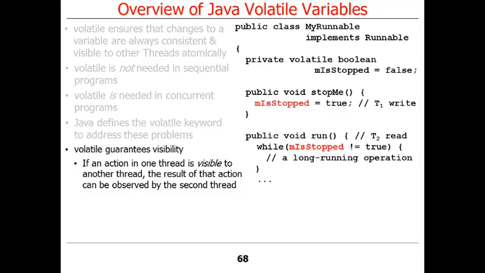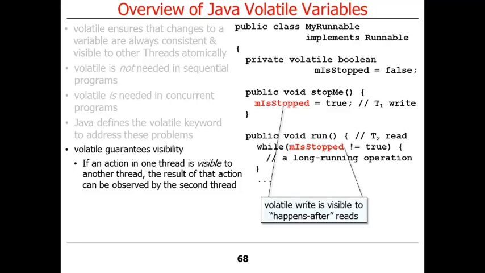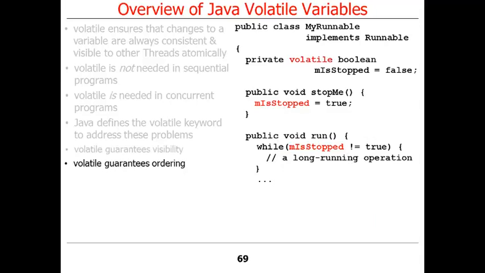So the idea here is that when this guy sets M is stopped, the values propagate to all the caches or to all the other threads, so that when they go ahead and read, they get the latest value. So that means it becomes visible. That's visibility. So the volatile write here is visible to reads that happen after it. So in other words, the write happens before the reads.